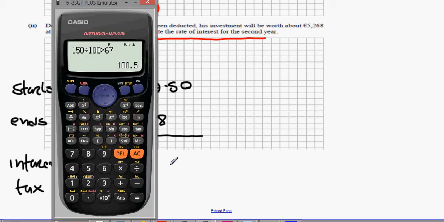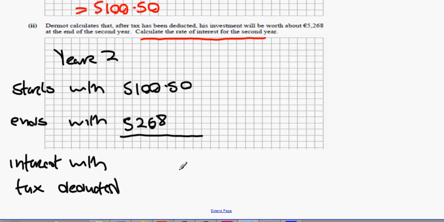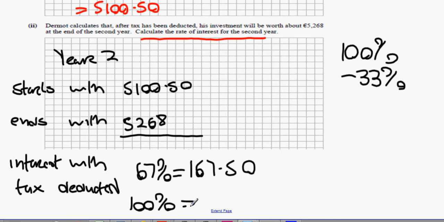Now, this would mean that the interest he made with the tax deducted equals 5,268 minus 5,150, and what we get here is 167.5. So 167.50 is the interest with tax deducted. Okay. Now remember, it's 100% of the interest minus 33%. This means that this amount here was 67% of the entire interest.